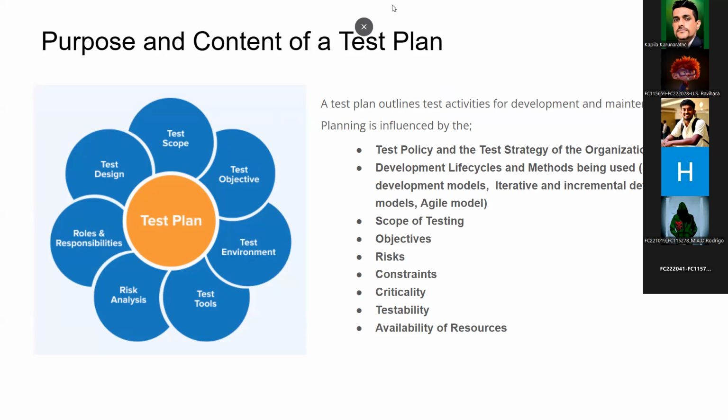Some of them we already discussed in your previous session. Some things that we didn't discuss, we'll discuss in today's session, and we'll look at the other areas that we are going to include in a test plan that we haven't discussed so far.